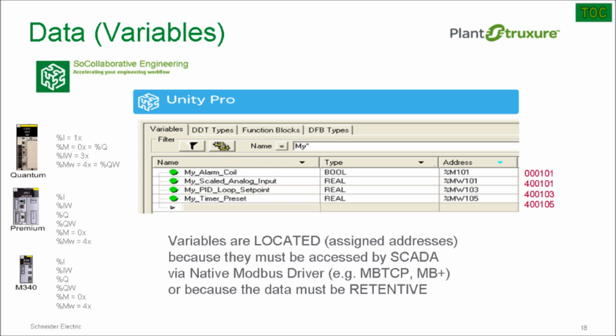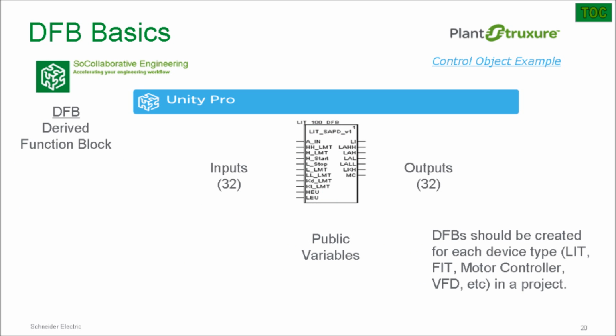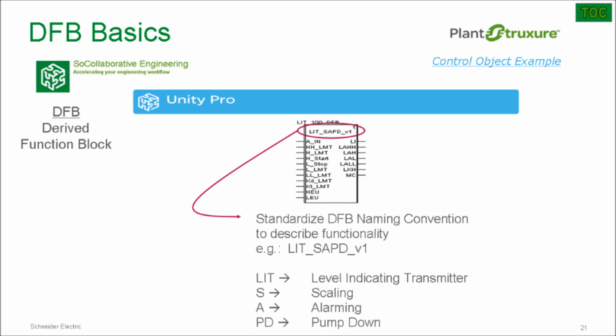Now some Unity DFB basics that must also be understood. DFBs can have 32 input and 32 output pins. These can be of any Unity data type. DFBs also have public variables that have read-write capability but cannot be located. The U2V methodology recommends that DFBs are created for each device in a project, like level transmitters, flow transmitters, motor controllers, etc. It is highly recommended to standardize on a DFB naming convention and make it one that can be easily understood with visual scanning.